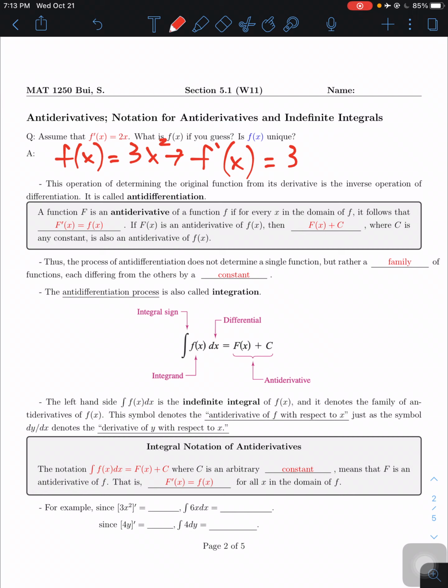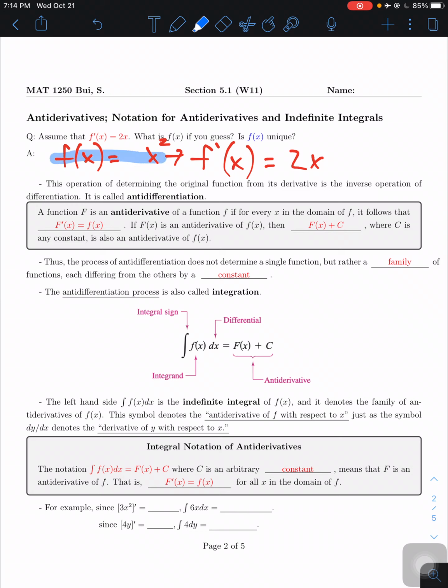Say I guess the original function to be 3x squared. But when I take the derivative of it, it equals 6x, right? But 6x is not 2x; we're looking for 2x. So what should I do? If you compare them, they only differ by a factor of 3. So let's divide by 3 and try it out. Let's not talk about 3x squared, let's only talk about x squared. That's just trial and error. When you take the derivative of x squared, you have 2x, right? That's amazing. So f of x here is x squared.